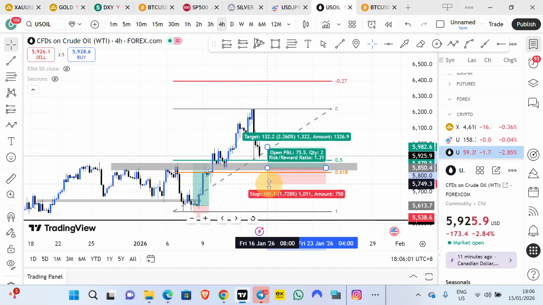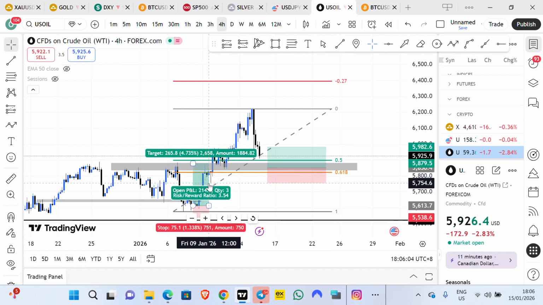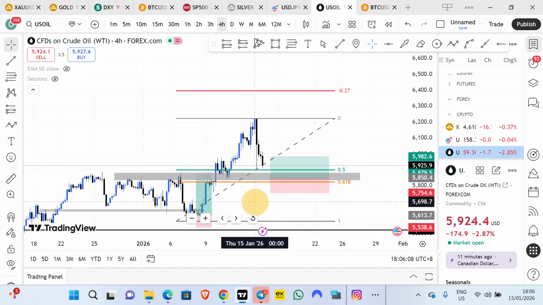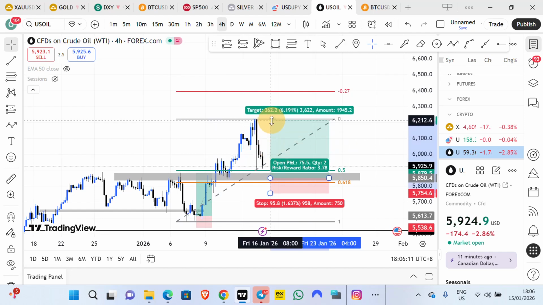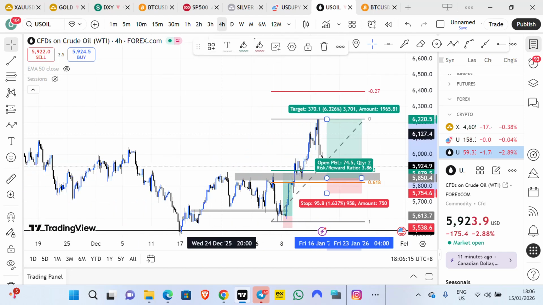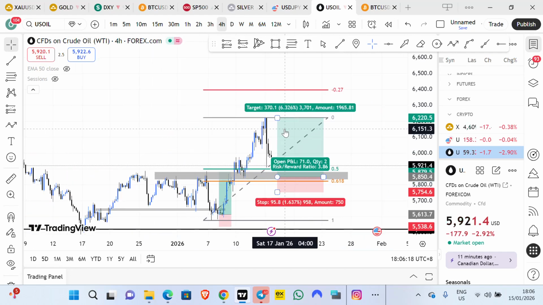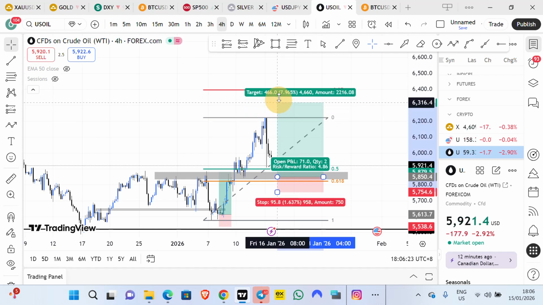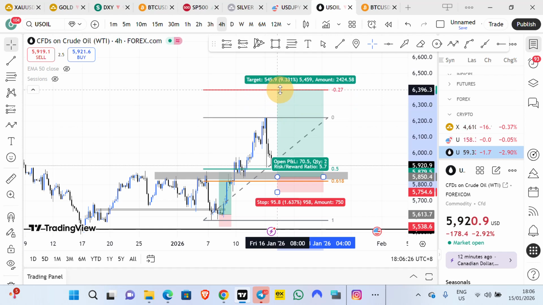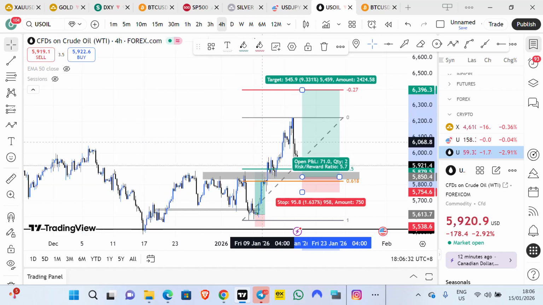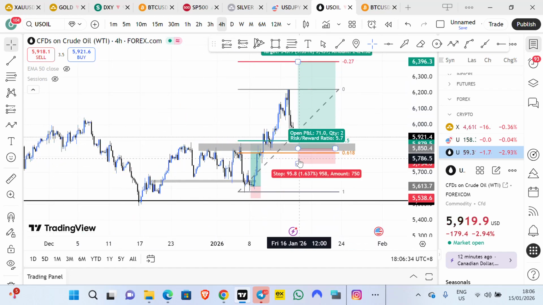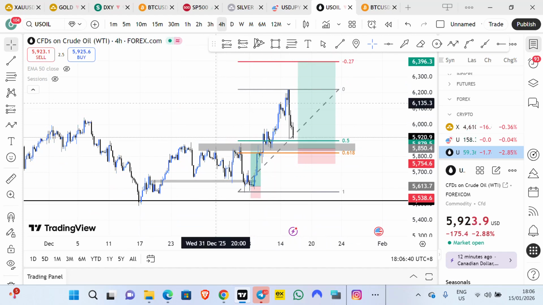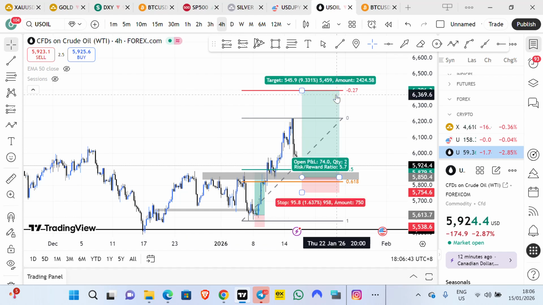My stop loss is here below the support. My first take profit is this equal high, which is over 370 pips. My second take profit will be here at the Fibonacci extension, which is 545 pips. So I'll be risking 95 pips to target 545 pips. Come on, guys.